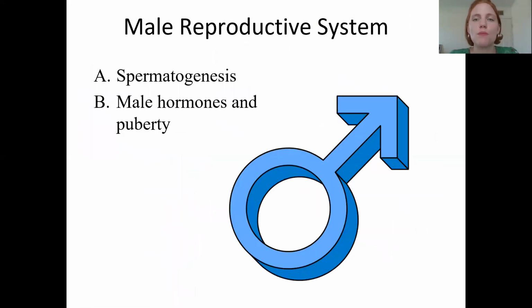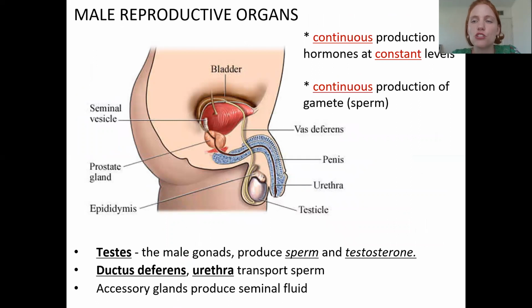Let's go to the males first. The reason we start with the males is because they tend to have a more simplified system, so we're going to go through that first. The first thing I wanted to do is a little bit of an anatomy review because I know not all of us remember our anatomy quite the same. So let me go through really quick some of the anatomy, and then we can talk more specifically about the physiology of it.